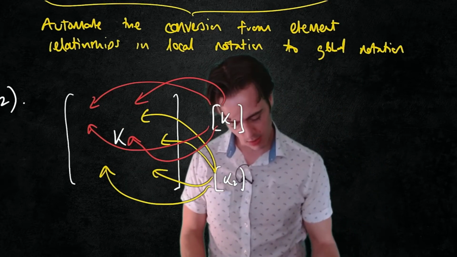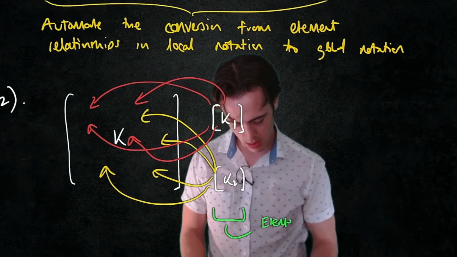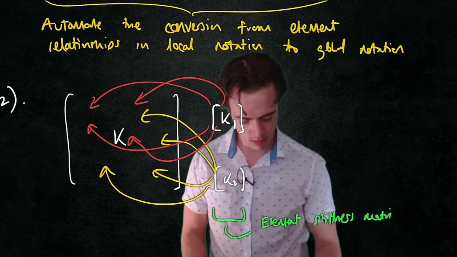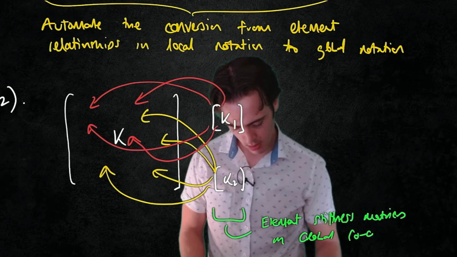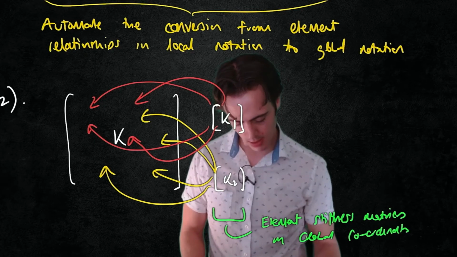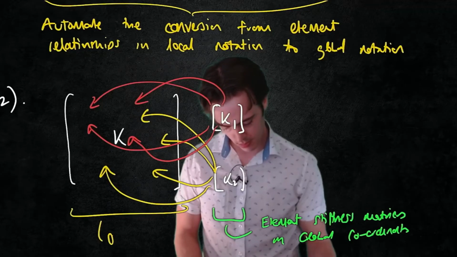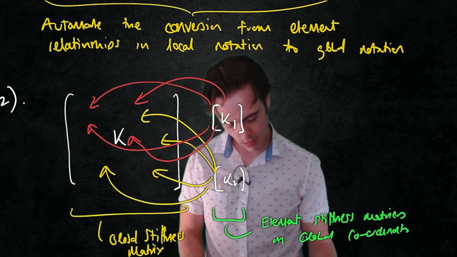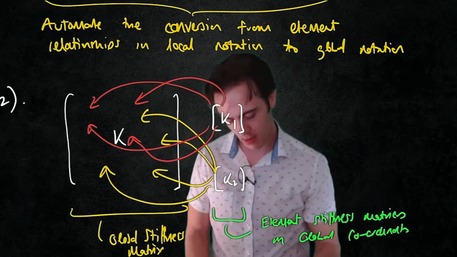So let's just tidy this up a little bit. These are element stiffness matrices in global notation, or in global coordinates. And then on the left hand side we've got the global stiffness matrix, which is what we want to try and end up with. So we need to figure out how do we work out which bits of these go into which bits of this.